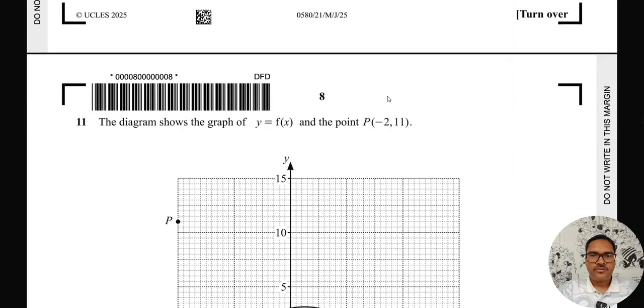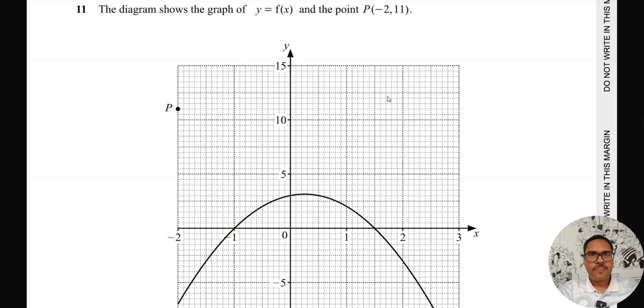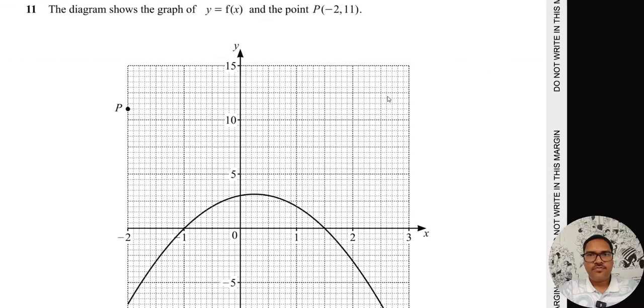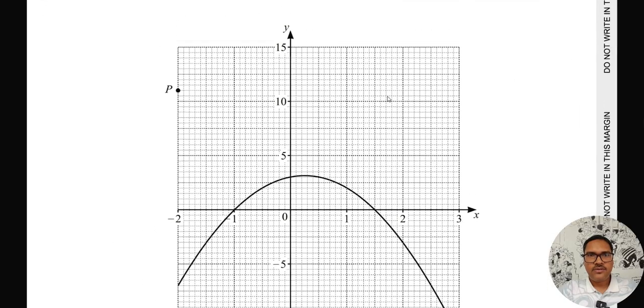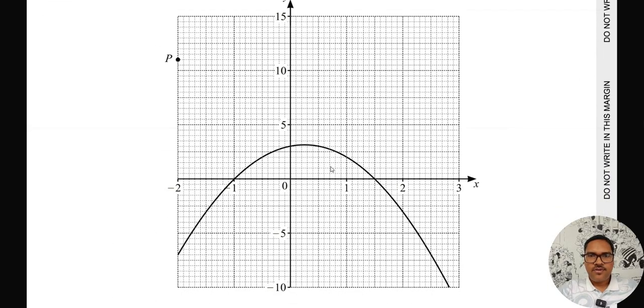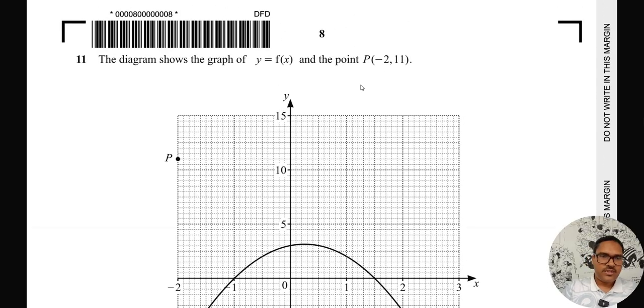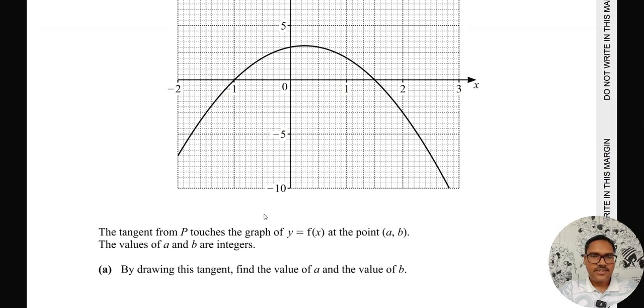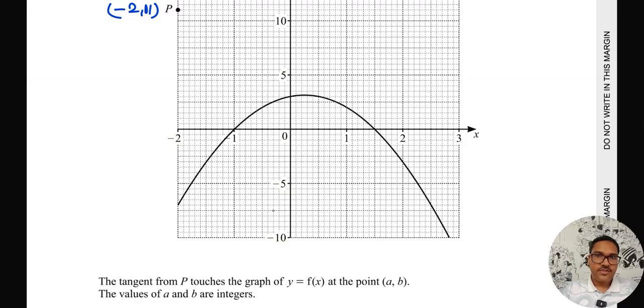This is also clear. Now this is the next question. The diagram shows the graph of y equal to f(x). The point P is (-2, 11). The question is, the tangent from P touches the graph y equal to f(x) at the point (A, B). The values of A and B are integers. By drawing this tangent, find the values of A and B.